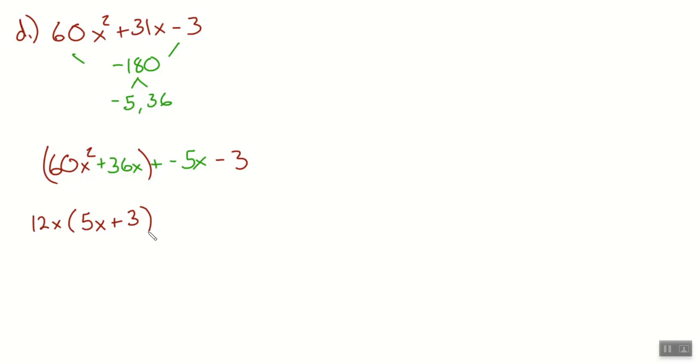Even though I've done it in a separate order, we just have different grouping. You probably have 12x minus 1 inside of your parentheses is my guess. But what do I factor out of this to leave behind a 5x plus 3? If I factor out a negative 1 and I get this, we're done. I can see both factors right now.